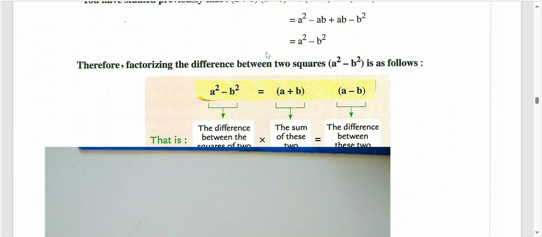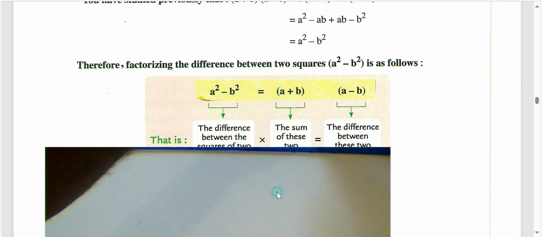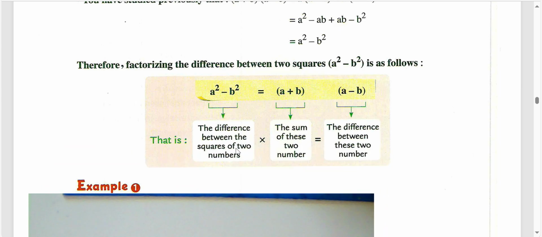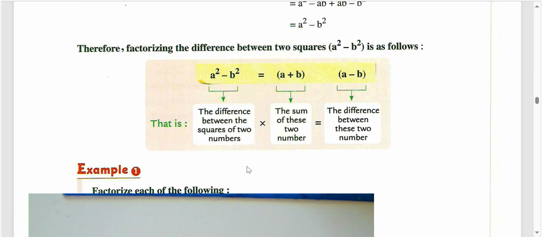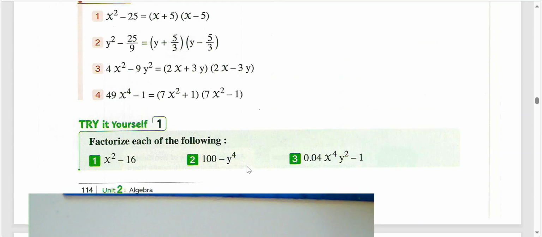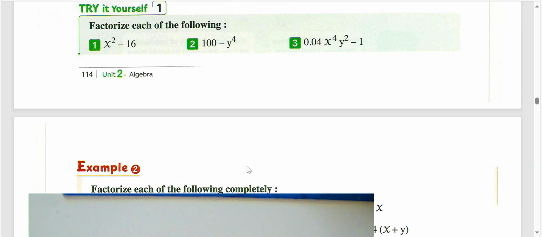We can write two factors: the first, a plus b, product by the second factor, a minus b. We call this the difference between the squares of two numbers. Look at the steps here, then write yourself. Number 1, factorize each of the following.